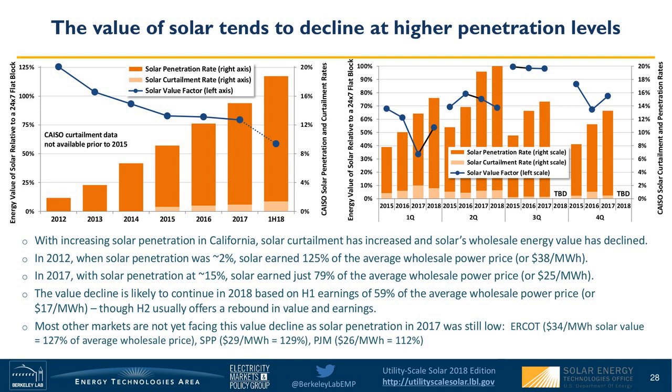It is worth noting that California is somewhat unique in terms of its high solar penetration rate, and that most other markets throughout the U.S. are not yet grappling with this solar value deflation issue. For example, in ERCOT and SPP, as well as PJM, solar still earned more than the average wholesale power price over the course of 2017.